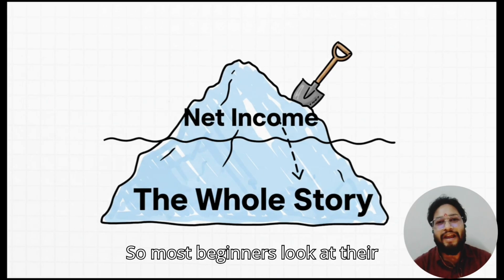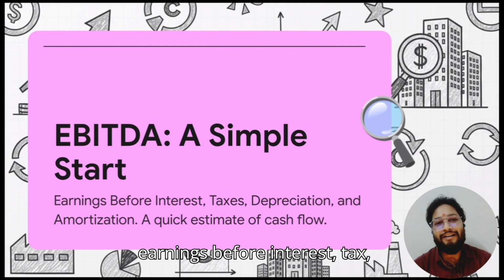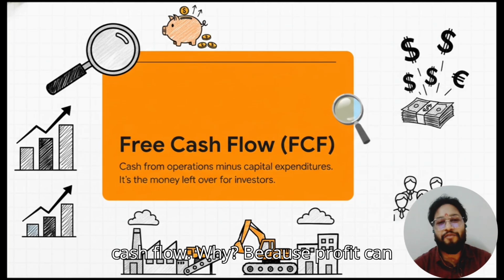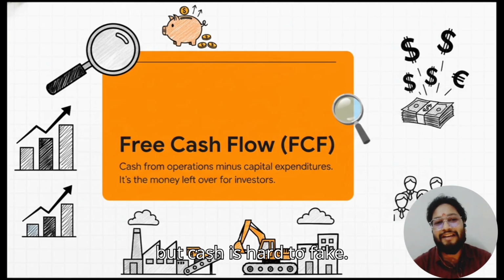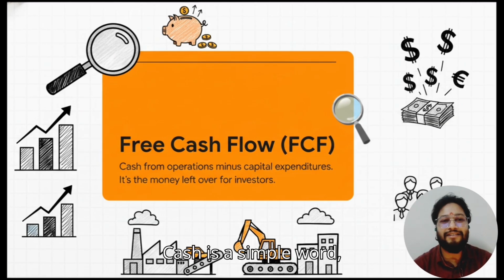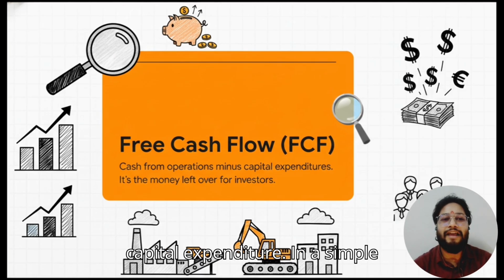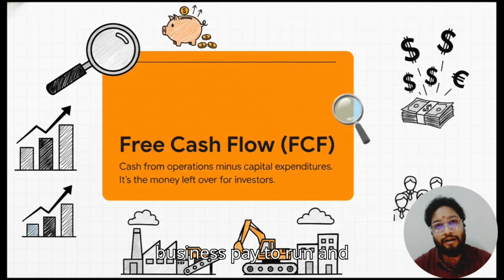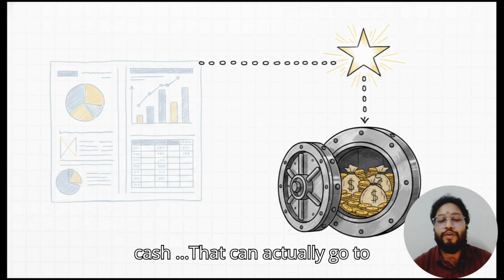Most beginners look at net income. Some look at EBITDA, earnings before interest, tax, depreciation, and amortization. But serious investors look at free cash flow. Why? Because profit can be adjusted, accounting can be flexible, but cash is hard to fake. Free cash flow is cash generated from operations minus capital expenditure. In simple words, it's the money left over after a business pays to run and maintain itself. That's the cash that can actually go to investors.